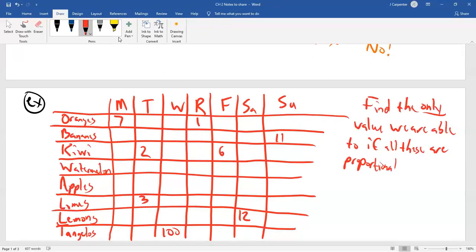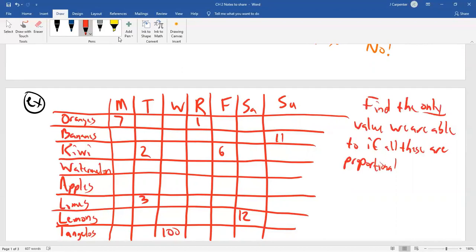Maybe 1 or 2 of these were 0, but I didn't want to fill out this table entirely because then lots of answers would be findable, excuse me. So we are going to find the only value that we're able to if all of these are proportional. So only one of these is findable, I believe. I believe I drew that up correctly.